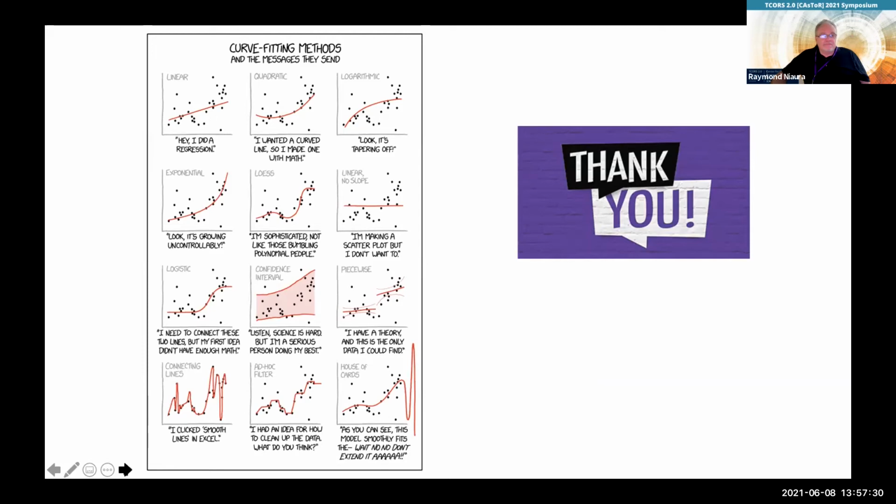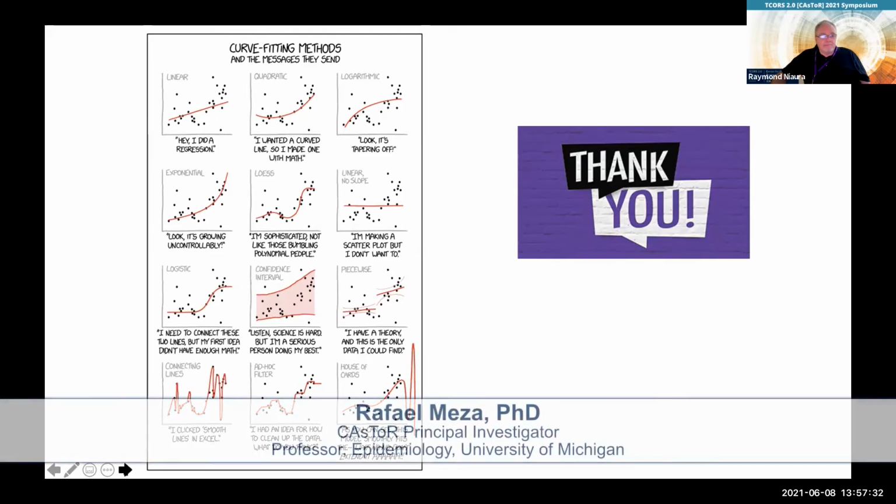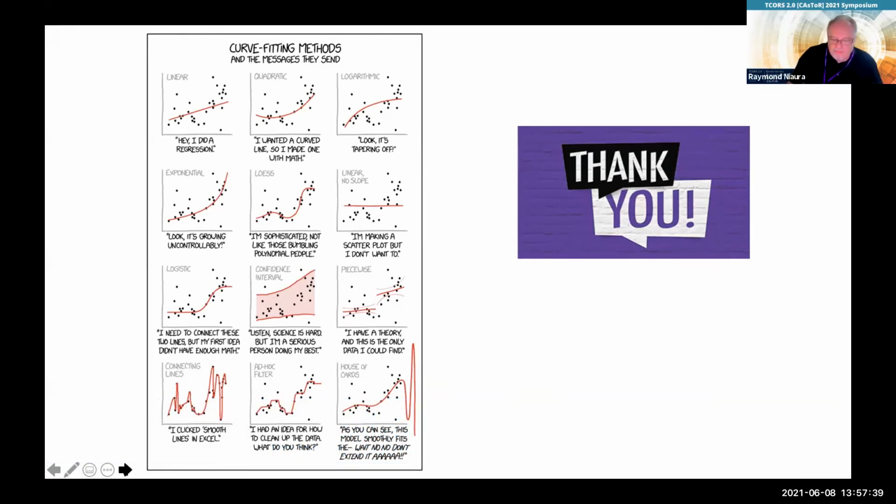Thank you, Ray. This is fascinating and really exciting to see these more technical or advanced approaches coming into tobacco, which I think is something that's sorely needed. There are a couple of questions.